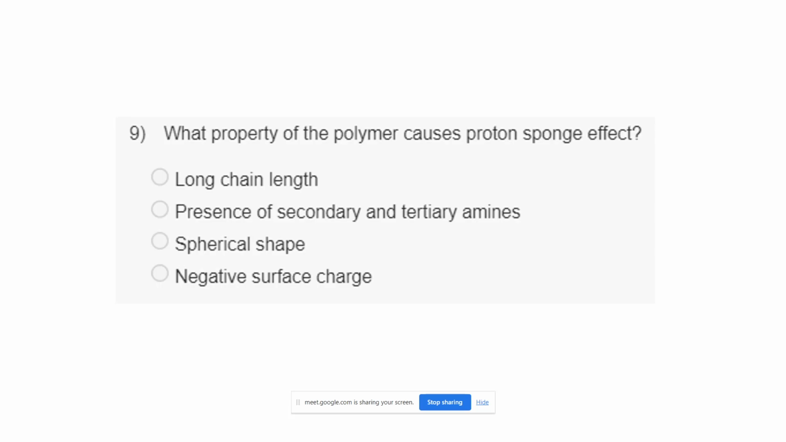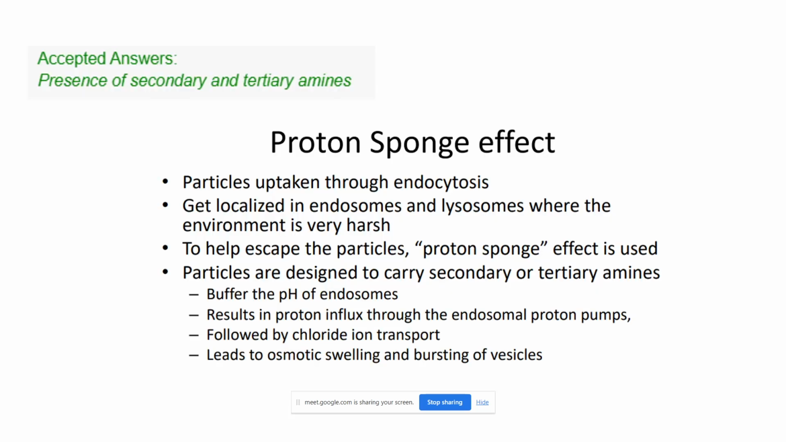Okay. So the second option is the correct answer: presence of secondary and tertiary amines. In the initial lectures itself, this proton sponge effect was introduced. Particles that are taken up through endocytosis get localized in the endosomes and lysosomes, where there is very low pH. So it is kind of an acidic environment. And to escape this, the proton sponge effect is used.